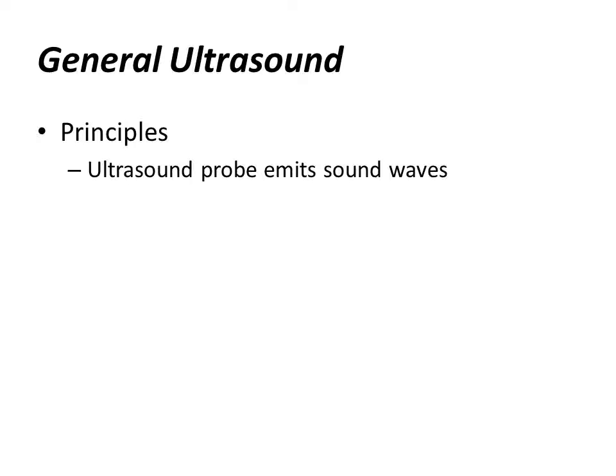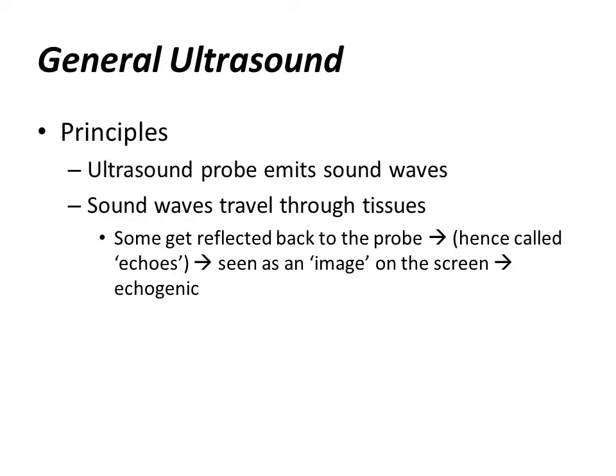Alright, so we're going to be talking quickly about general ultrasound and some basic principles. The most basic principle is that the ultrasound probe emits sound waves, and these sound waves travel through the tissue. Some of these get reflected back onto the probe, and hence they are called echoes. They can be seen as a bright image on the screen, and if they are seen as a bright image on the screen, we call the structure that the echoes have come from echogenic.